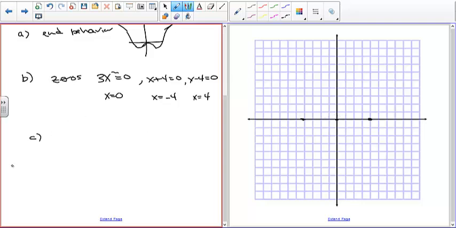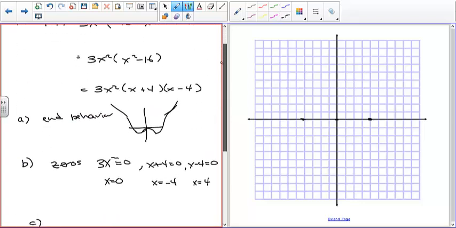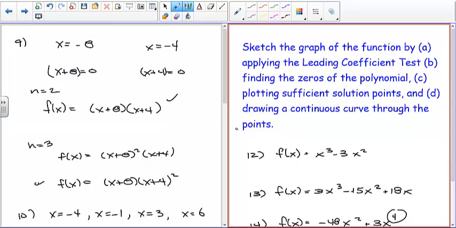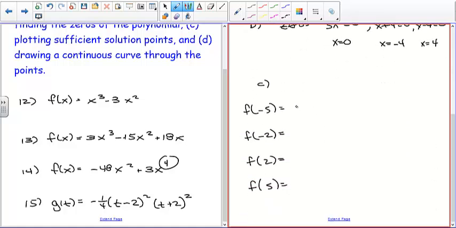So I'm going to evaluate the function at negative 5, and at negative 2. We already know what it is at 0. F of positive 2, and these should be the same because you have the symmetry around the y-axis, and positive 5. So the function is, where is it? Go back to the original equation here somewhere. So we have the function is negative 48 x squared plus 3x to the 4th.